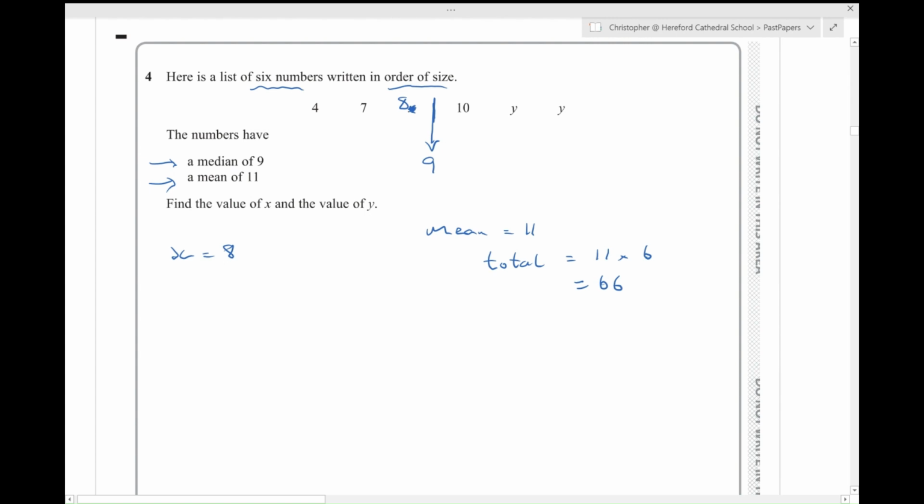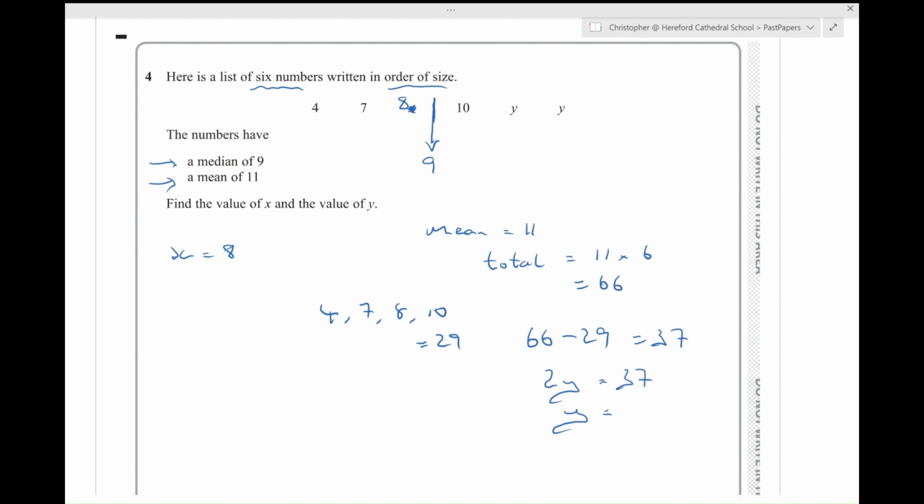And what have I got so far? I've got 4, 7, 8, and 10, which makes 29, which means 66 minus 29 is what's left. 66 minus 29 is 37, and that must be the total of the two y's. So 2y is 37, so each of those y's must be 37 divided by 2, which is 18.5. So my answer is that x is 8 and y is 18.5.